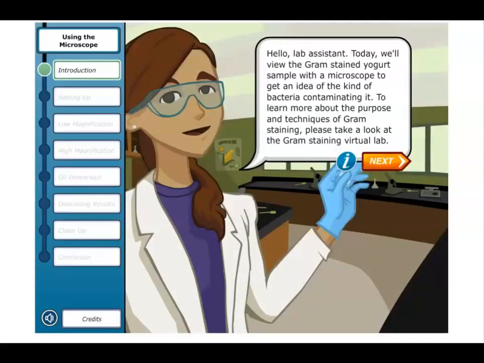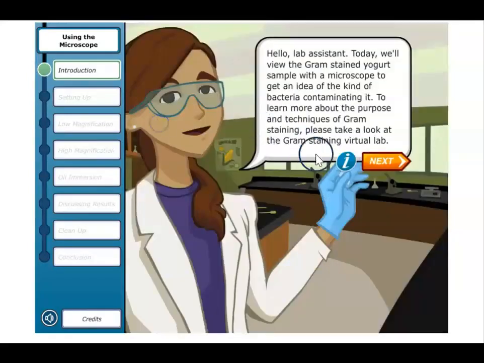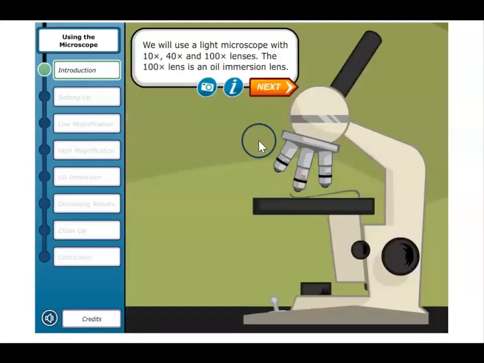Hello, Lab Assistant. Today, we'll view the gram-stained yogurt sample with a microscope to get an idea of the kind of bacteria contaminating it. To learn more about the purpose and techniques of gram staining, please take a look at the Gram Staining Virtual Lab. A short background about gram staining. Hans Christian Gram, a Danish scientist, devised this technique to let bacteria. We will use a light microscope with 10 times, 40 times, and 100 times lenses. The 100 times lens is an oil immersion lens.